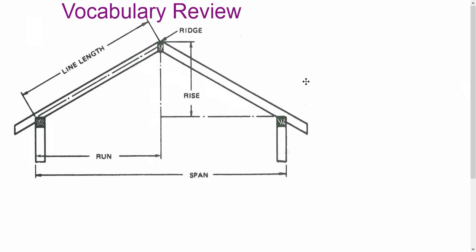So a little bit of vocabulary review. You have the line length, the slant of the building there. You have the rise, so how far it goes up. You have the run, and remember the run is equal to half of the span.